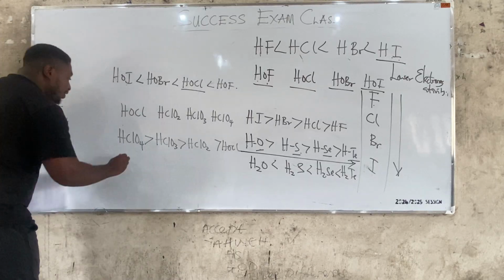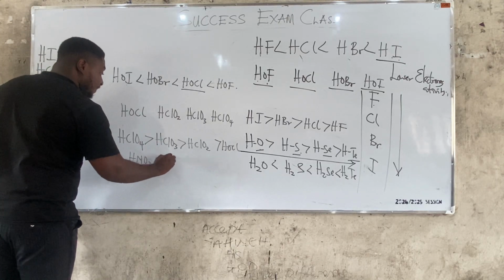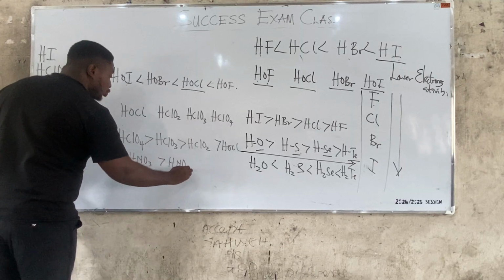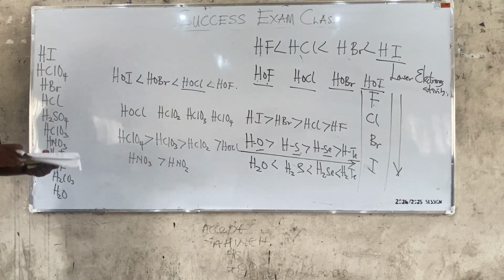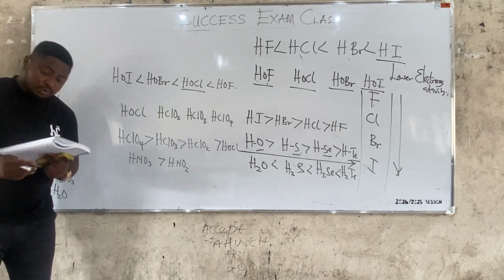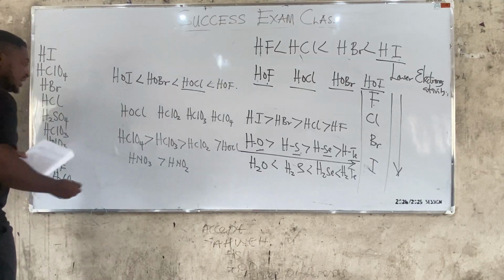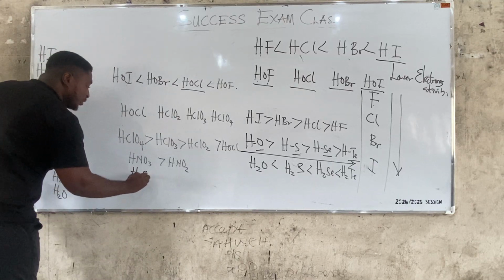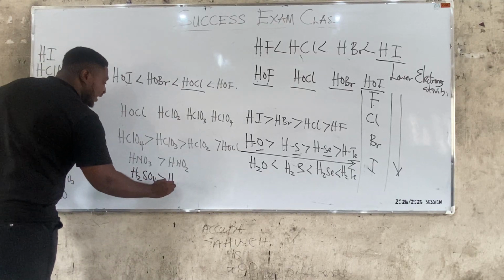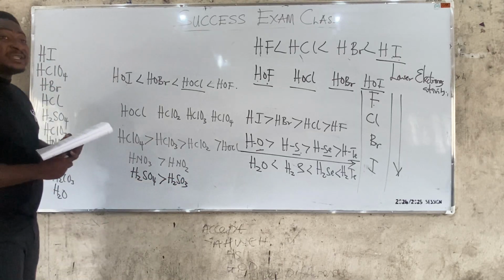But this is also true if it was HNO3 and HNO2. HNO3 is what? It's also true. The more the number of oxygen, HNO3 has more oxygen than HNO2, so HNO3 is stronger than HNO2. It's still also true for sulfur containing oxo acids. H2SO4 is stronger than H2SO3. H2SO4 is stronger than what? Sulfur containing oxo acids also follow the same trend.